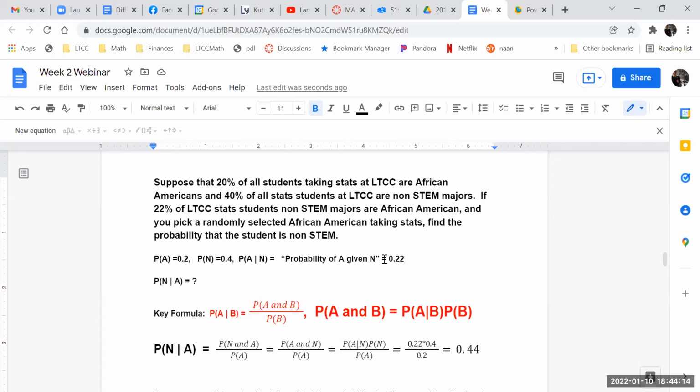Okay. So then the question is, find the probability. So it says that if you randomly pick an African American taking stats, find the probability the student is non-STEM. So now if you're given the student is African American, we need to find the probability they're non-STEM. So that's the probability of N given A. And I write equals question mark. I always like to write equals question mark because that gives me my goal.